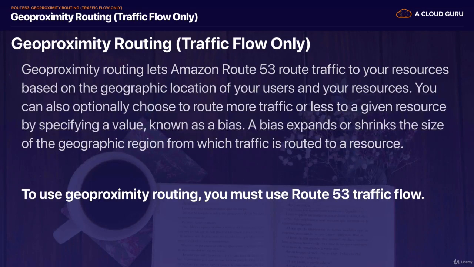So in terms of my exam tips, just remember what it is at a very high level. It allows you to route traffic to your resources based on the geographical location of your users as well as your resources, and you can influence this using biases, but in order to use this you must use Route 53 traffic flow. So that is it for this lecture, everyone.